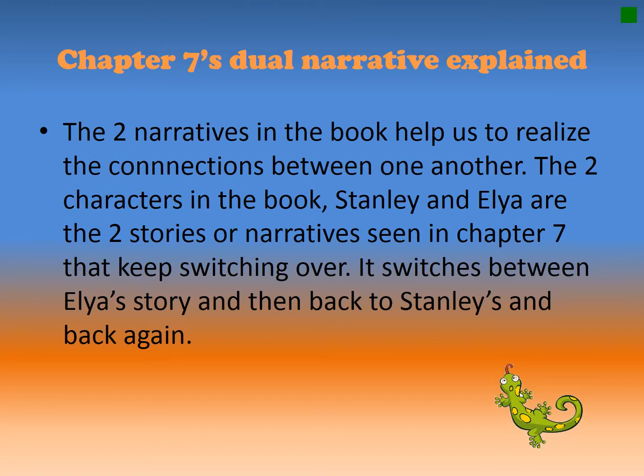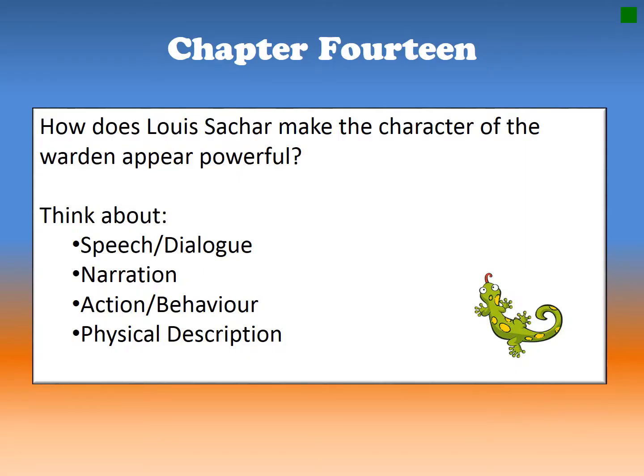Okay, so in chapter 7, they have a dual narrative, and here we have the explanation. The 2 narratives in the book help us to realize the connections between one another. The 2 characters in the book, Stanley and Elya, are the 2 stories or narratives seen in chapter 7 that keep switching over. It switches between Elya's story and then back to Stanley's and then back again. Do you see that? Great.